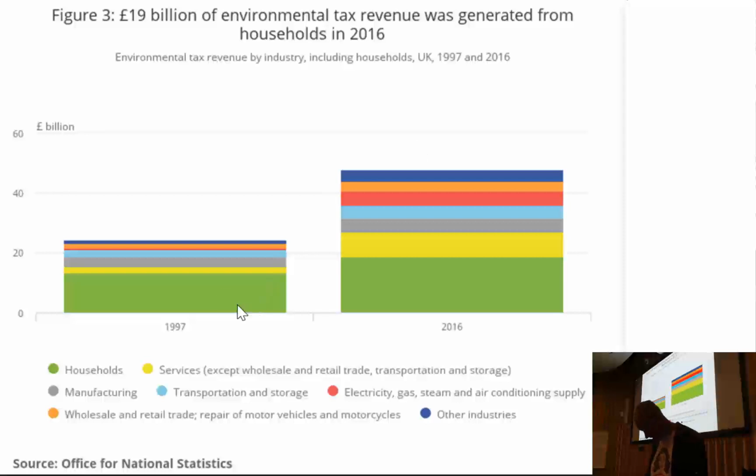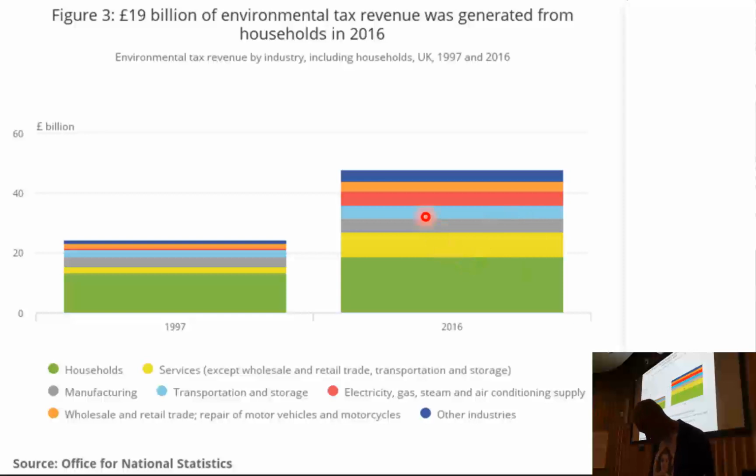Here we compare 1997 and 2016. It is given in, I assume, constant pound sterling. It doesn't say so. What you see is that in 1997 the bulk of environmental taxes was paid by households, that's you and me. But by 2016, the tax burden has actually shifted substantially towards different parts of the production economy.